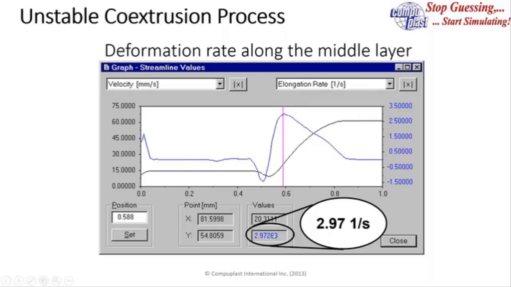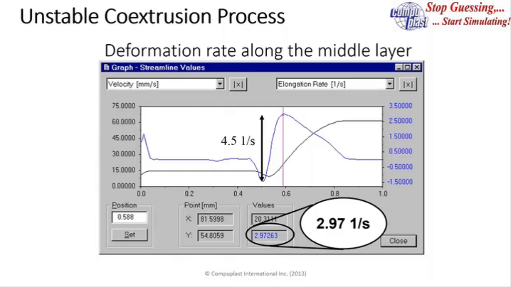Now, this maximum elongation rate is about 3 reciprocal seconds, but the total deformation that the material experiences is really from the min to the max, which is about 4.5 reciprocal seconds. Now, on its own, this number has virtually no meaning. However, when we correlate it to a problem that we're observing, like waves in the product, we say, okay, we know that 4.5 is bad. Now, what's an acceptable number?